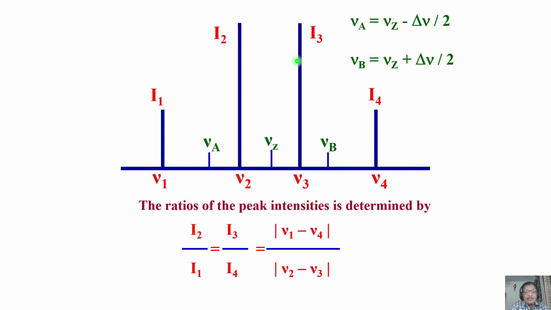You understand? Now this separation becomes larger and larger. What will happen? Consider an example. Now nu1 minus nu4 becomes larger. One peak comes here, one peak comes here. This becomes larger. Then what happens?